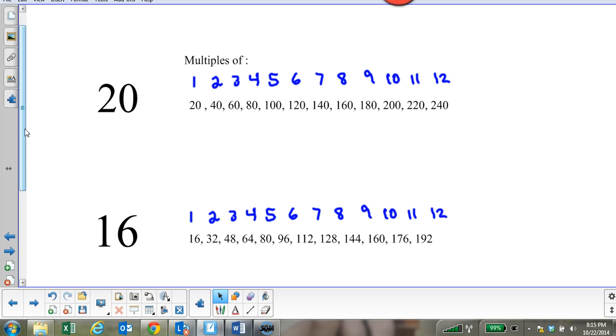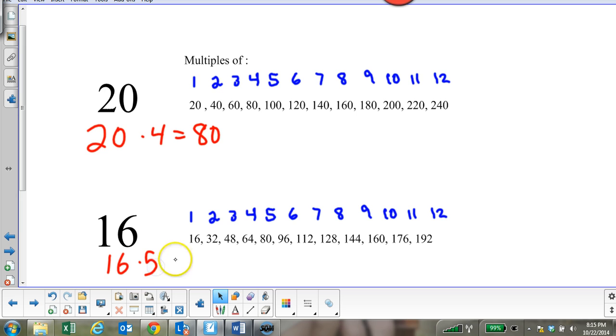But I want to notice that the number of times, it's the 1, 2, 3, fourth multiple of 20 that is 80. So 20 times 4 equals 80. And 16, if I take a look at 16, it's the 1, 2, 3, 4, fifth multiple of 16. So 16 times 5 equals 80.